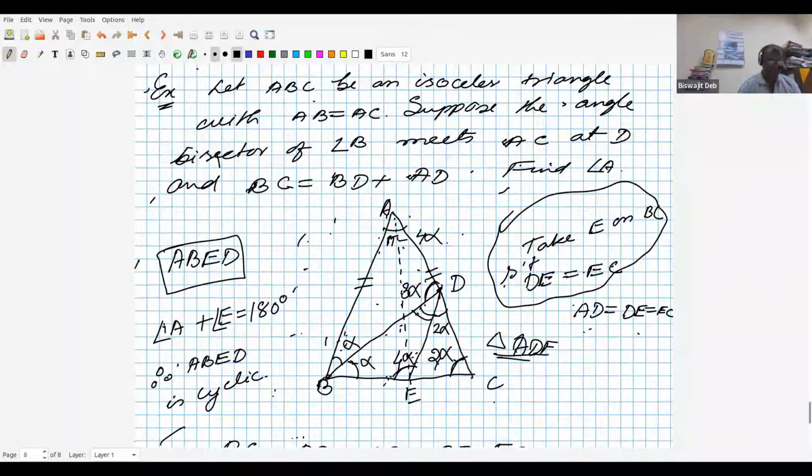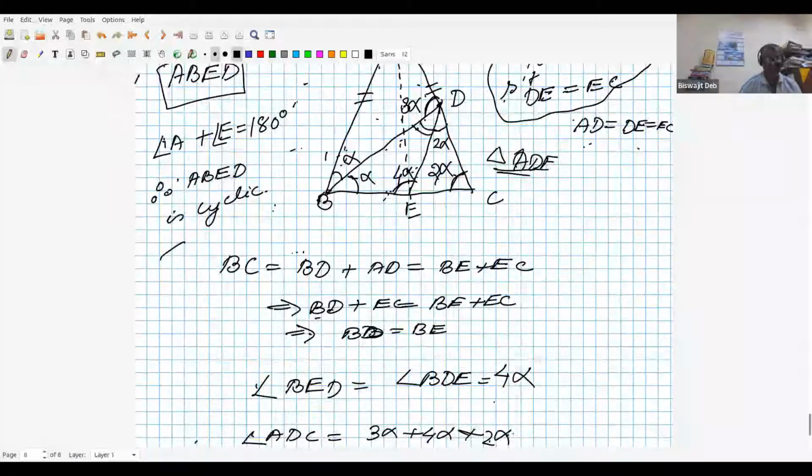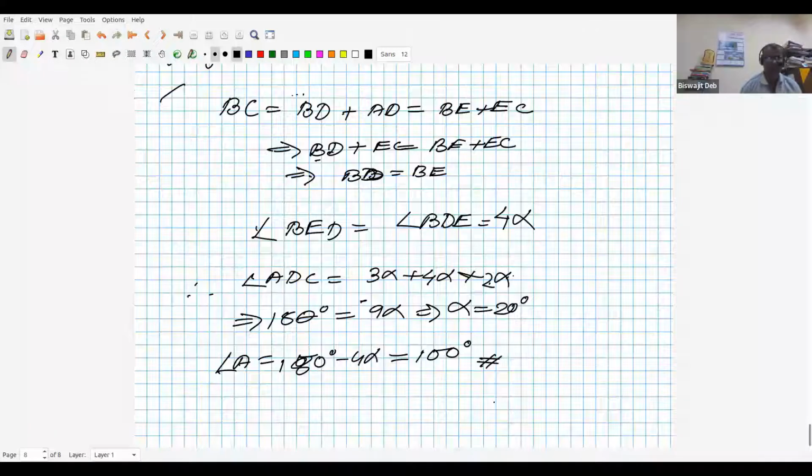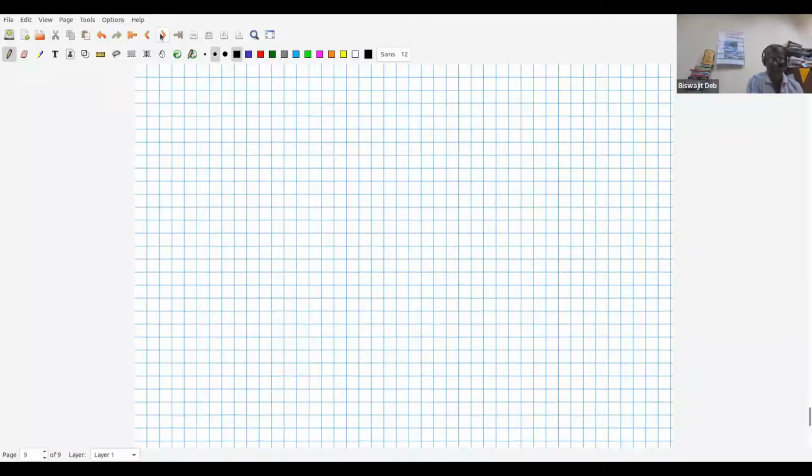But why I wanted to discuss this problem is that now we are going to solve the same problem using the extended sine law. And you'll see that this comes so quickly using the extended sine law. No construction in fact is required. Okay, no construction is required. So let's start with the same problem.